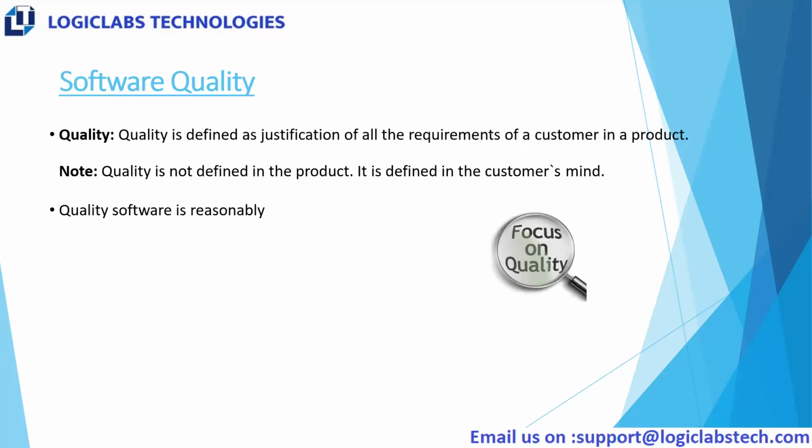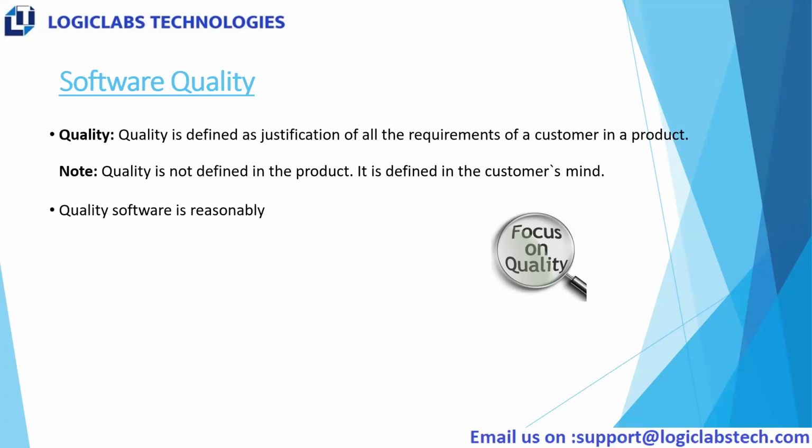When we're talking about software quality, what do we mean by software quality? Quality is defined as the justification of all the requirements of a customer in a product. That means we are promising that it meets all the customer requirements as per the expectations and end user expectations. That means it's bug-free. There are no issues or errors happening in the future also. That means we are giving quality as quality engineers.